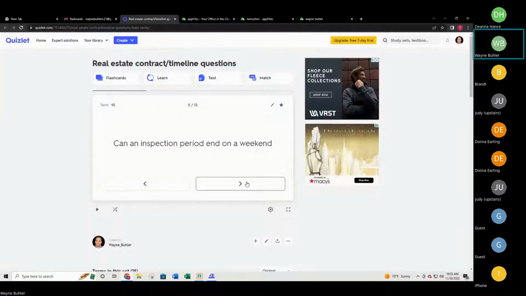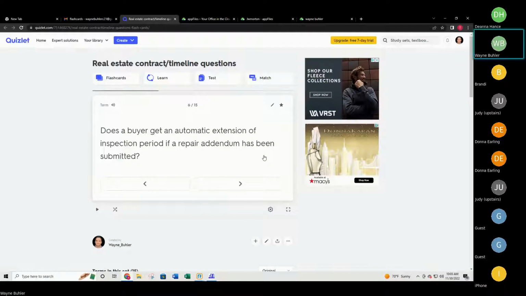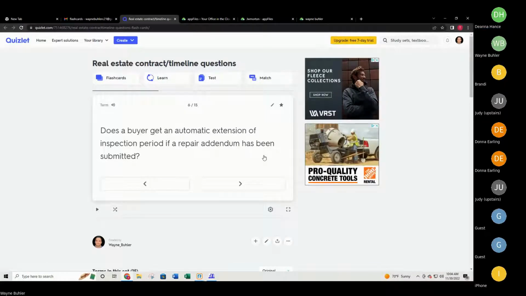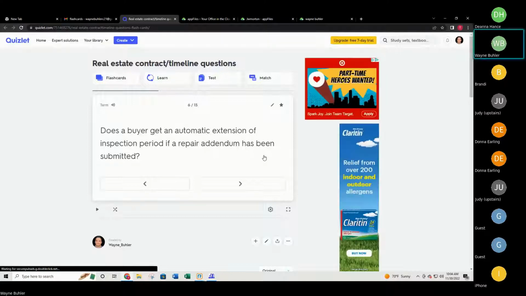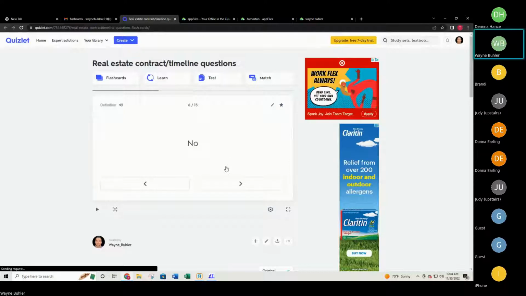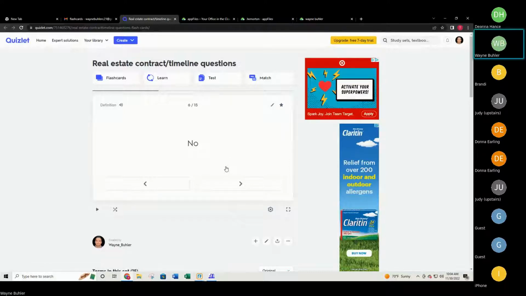That's a sacred, sacred cow. Escrow deposits. And of course, the effective dates of the escrow deposits. Does a buyer get an automatic extension of the inspection period if a repair addendum has been submitted? Brittany? No. Tom? No. Good job. Absolutely not. That's exactly what we're talking about. So, no, it doesn't give an automatic extension.